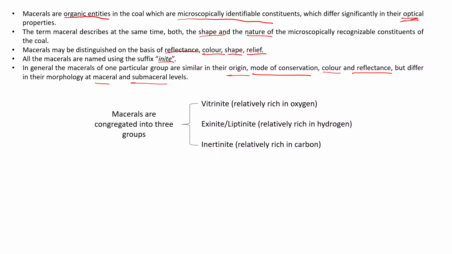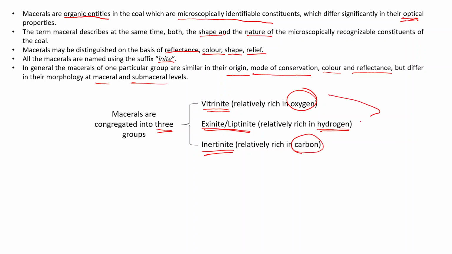It means that when the macerals are being formed, one group of maceral has similar origin, mode of conservation, color, and reflectance, but with the increase in pressure and temperature, there may be certain changes in their morphology at finer levels where they may be grouped again as maceral or submaceral. Macerals are normally classified in three groups: the vitrinite, liptinite or exinite, and inertinite. The vitrinites are relatively rich in oxygen. Liptinites are rich in hydrogen because of their constituents, and inertinite in carbon.